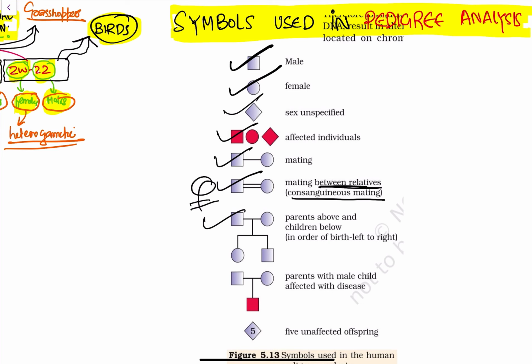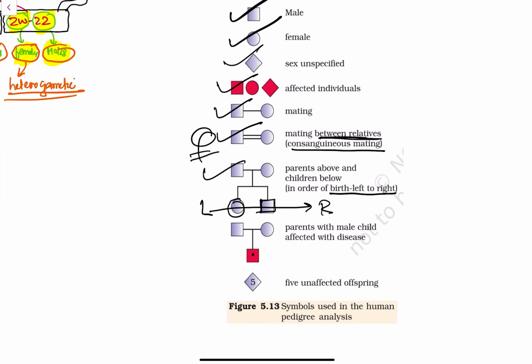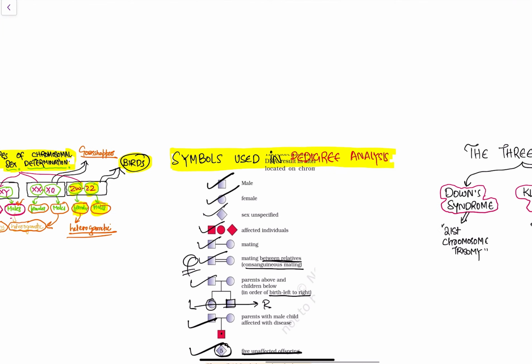And children are shown by these vertical lines, and left to right is the birth order. It means that first child is female, second child is male, and then affected male child will be shown like this. And if we have to show multiple male children affected or unspecified genders affected, we can simply put a numeral in the center of the shape.